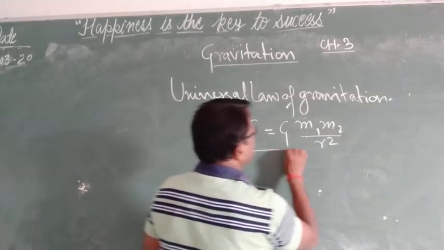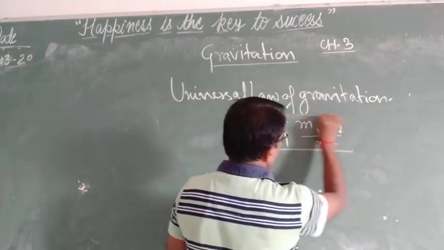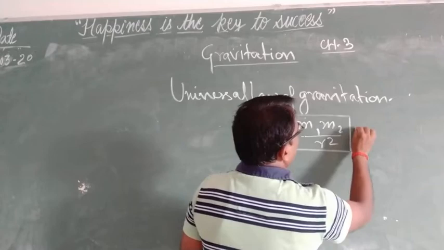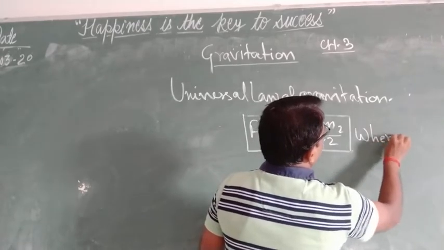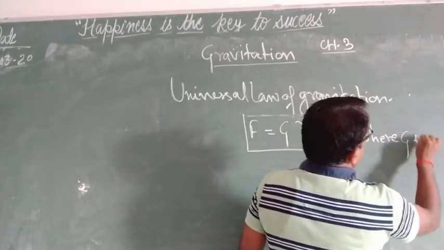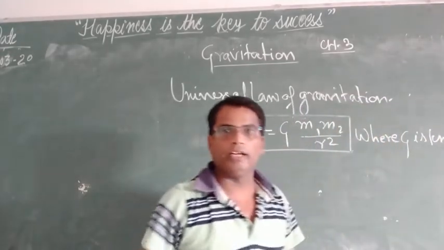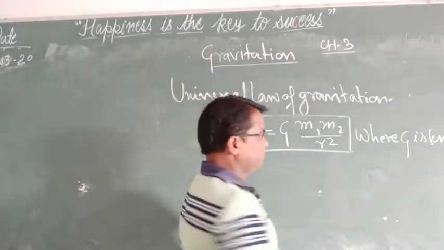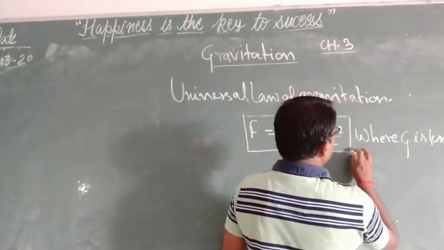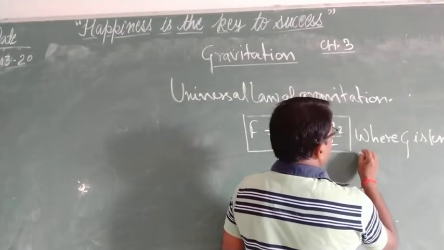We studied this formula earlier, where capital G is known as the universal gravitational constant.